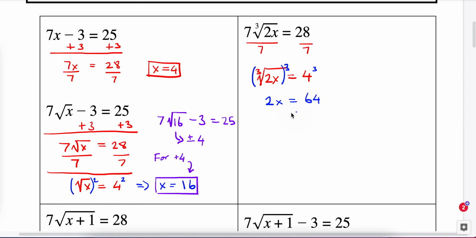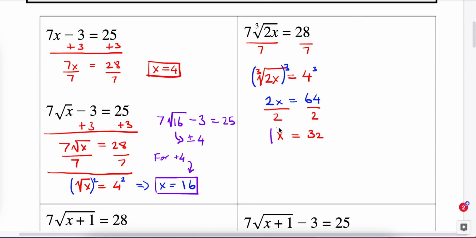Now we've got another step to do with our inverse operations. We divide by that coefficient. Remember, you can't do that before you do the root. It's like having parentheses around it. You've got to do the root. You've got to do everything in order. So we then get x equals 32, and that's what we're going to work from.